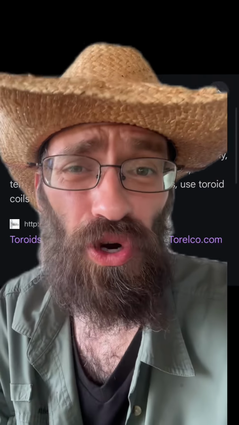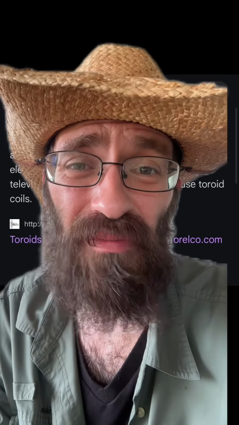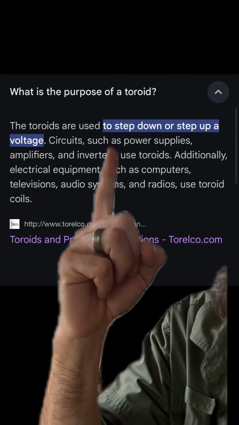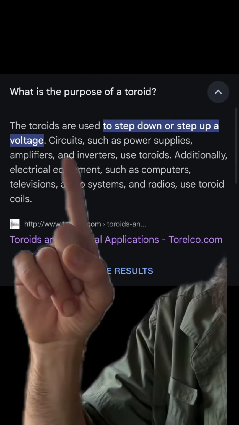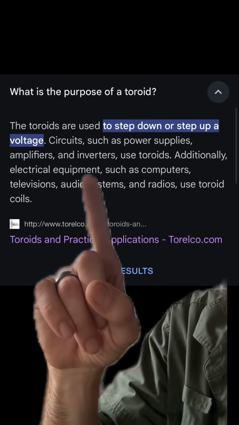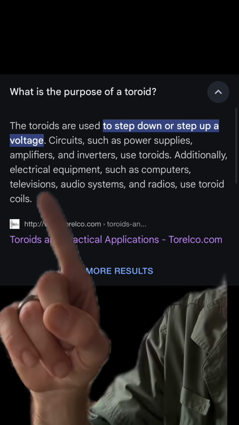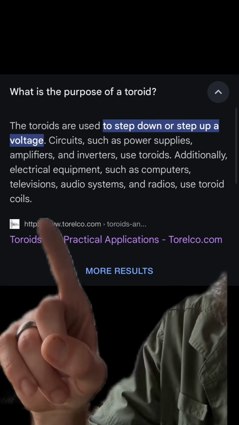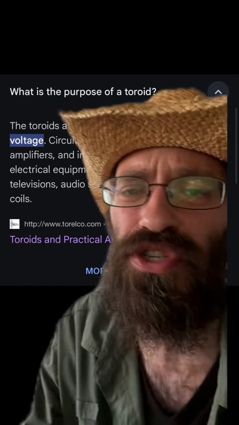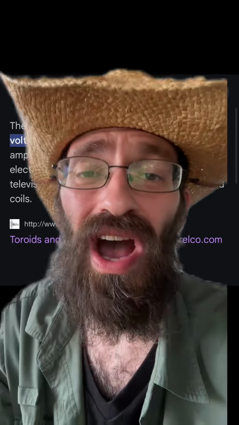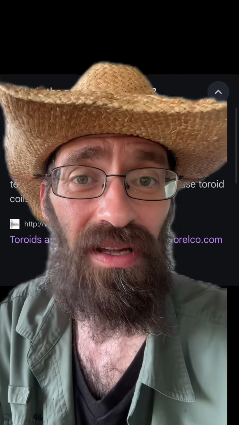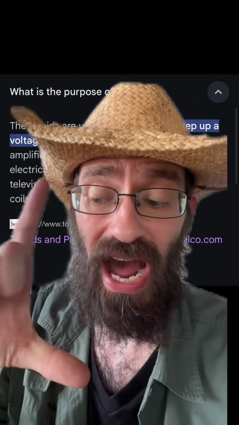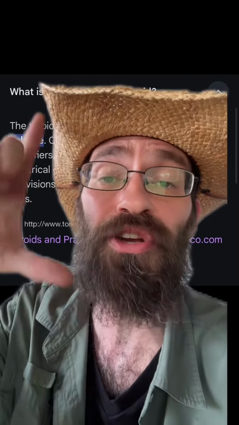Well, there are man-made toroids all around you every day. What do we use them for? The toroids are used to step down or step up a voltage. That's important. Circuits such as power supplies, amplifiers, and inverters use toroids. Additionally, electrical equipment such as computers, televisions, audio systems, and radios use toroid coils. And in electronics, toroids step voltage down or they step it up. Toroids as a mechanism either decrease energy or increase energy.